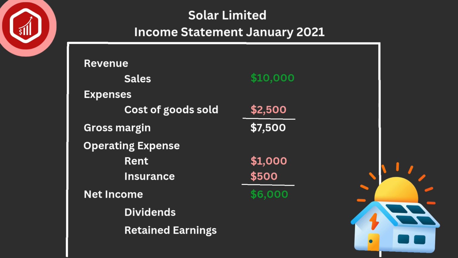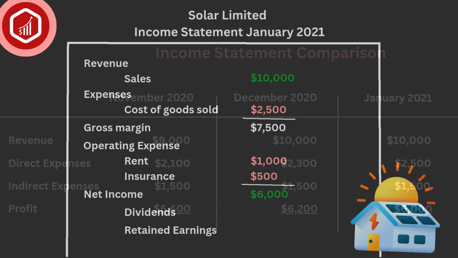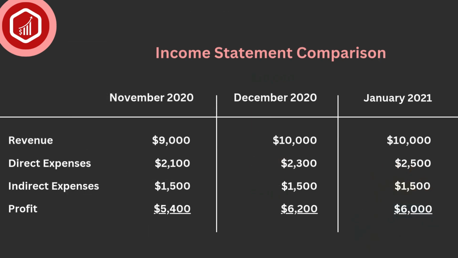Very important is that we compare our income statements over time. Only then can we see the progress of our company and identify the trends, whether positive or negative. So on this slide we can see an income statement comparison. It is very important to split down the income statement into specific areas like here: revenue, direct expenses, indirect expenses and profit. Why? Because only if we split down the income statement into areas can we identify the trends of the specific area.